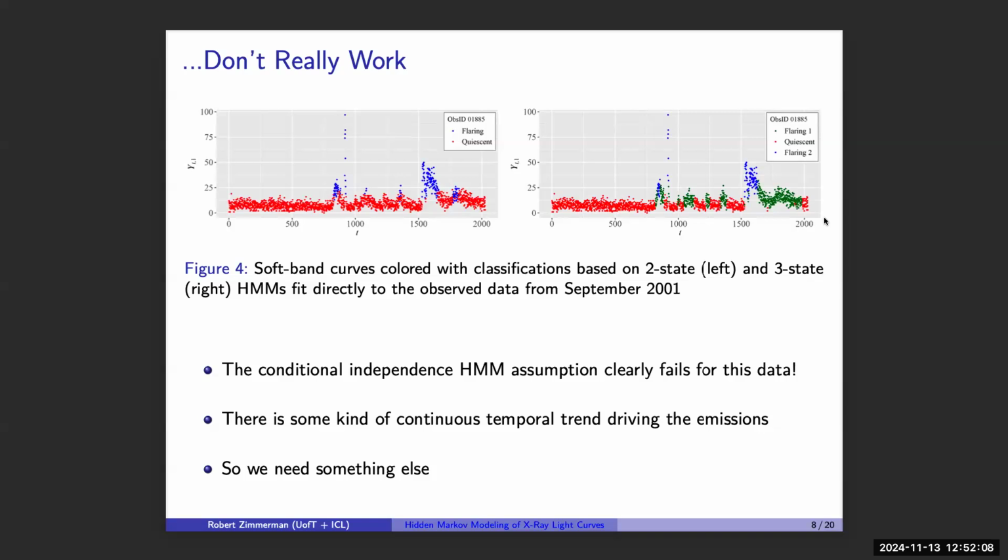And I should probably also mention that there is another work by Esquivel et al. that uses a discrete space HMM to actually pick out parts of a flare. So they use 3 states. I think something like quiescent, onset, and decay, or something like that.